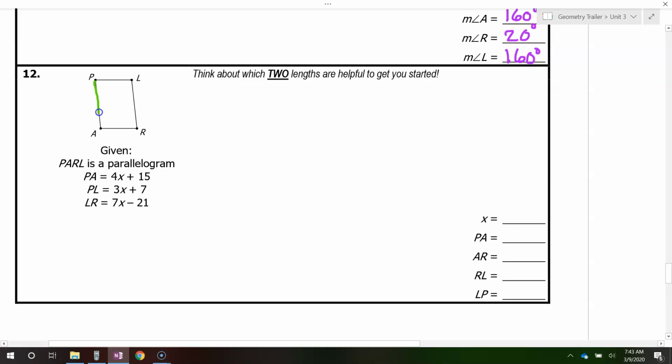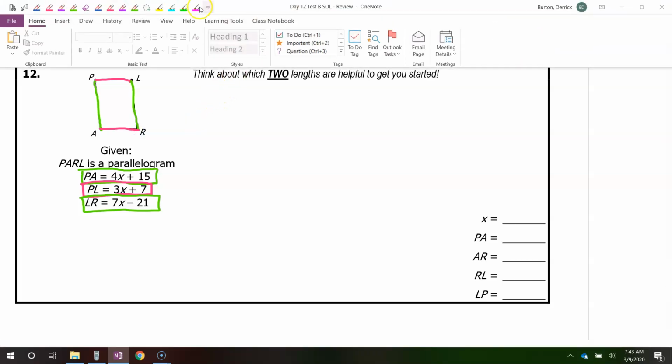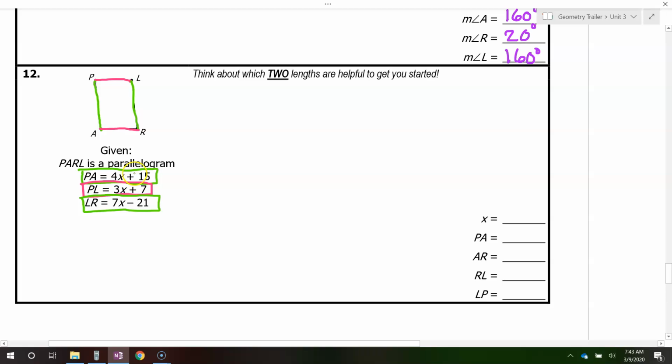All right, so PA and LR should be congruent. All right, and that's these two right here. And let's see, PL, which I'll do that one in red, but PL and AR should be congruent. So let's do the green ones first. Those should be congruent, and we have two of them.